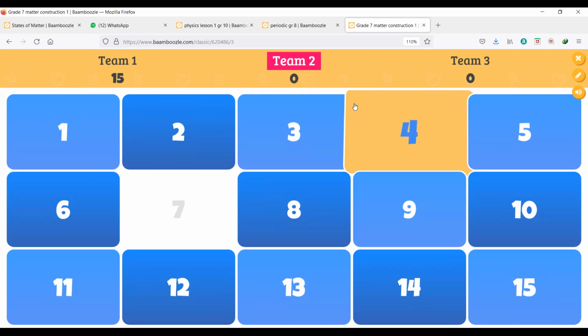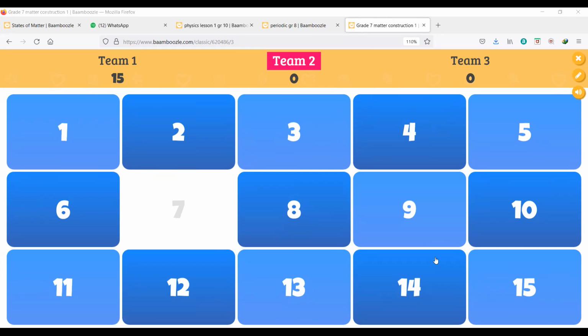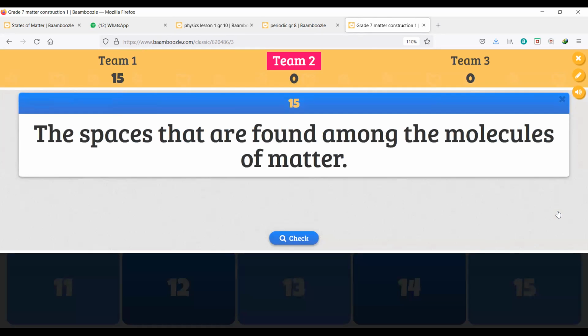Team 2, Yusuf. Number 10. The space that is found among the molecules of matter. What is the name of this space? What are we speaking about now? It's solid. No, the name of the space that is found among the molecules of matter. What is this space among the molecules of matter?